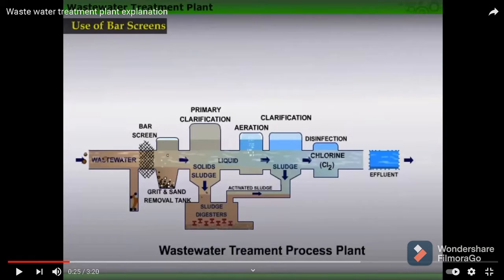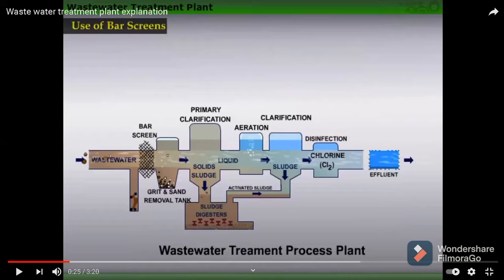The first process that takes place in the wastewater treatment plant is the bar screen. The wastewater first passes through the bar screen. It is simple: iron rods are placed in between. Large particles, for example plastic bottles, cans, sticks and napkins, are removed in this first process. Then the wastewater goes to the grit and sand removal tank.